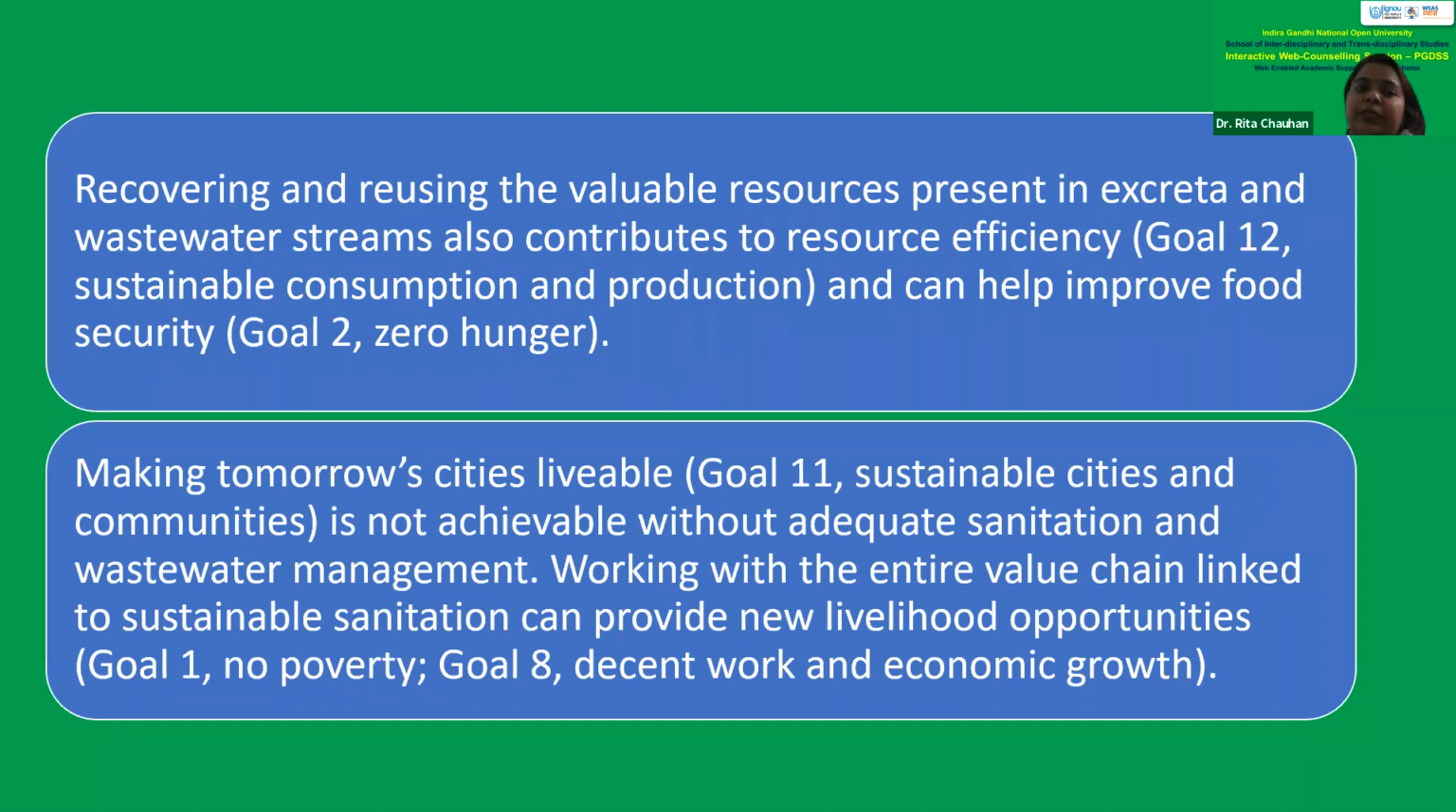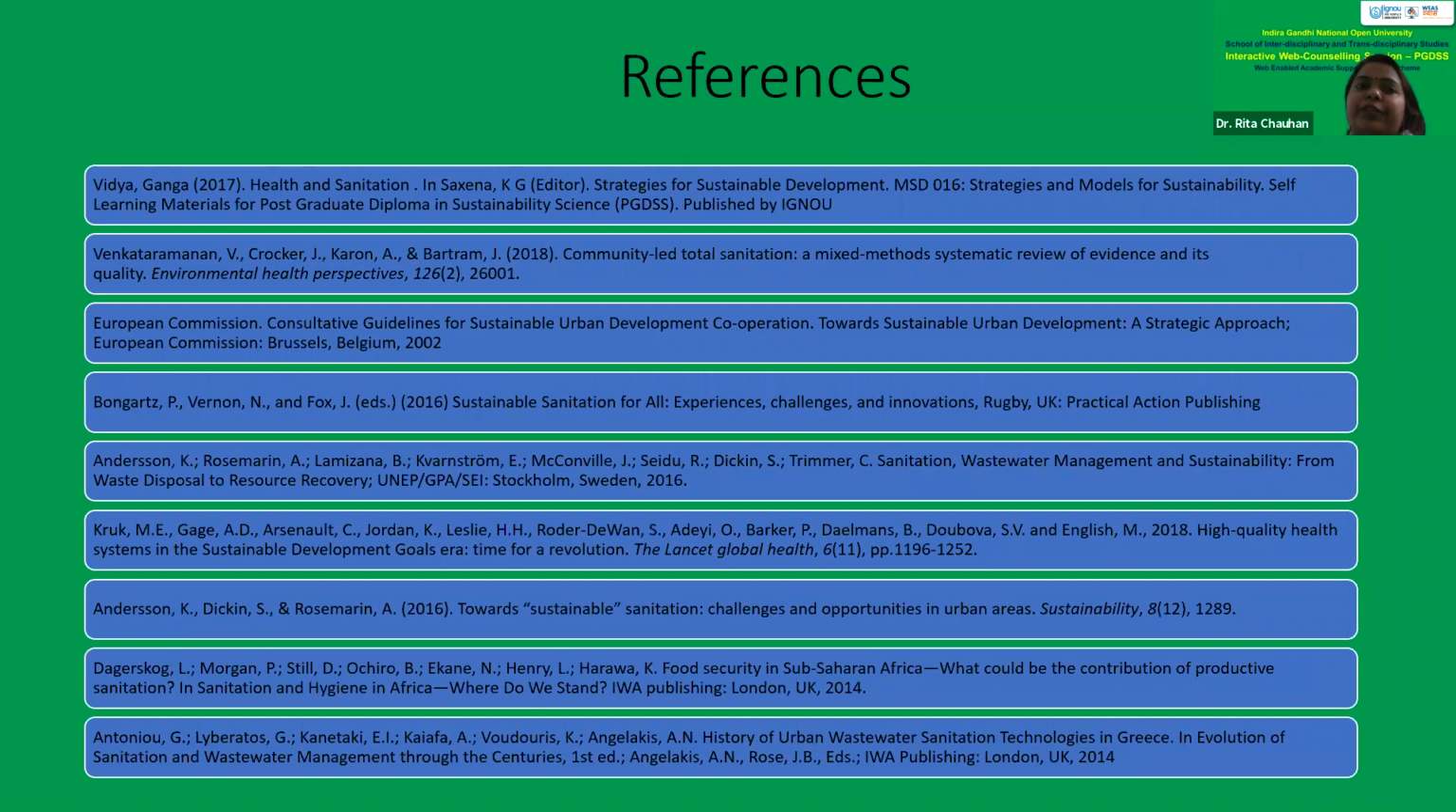Also goal 1, no poverty, and goal 8, which is decent work and economic growth. These goals all have an integrated approach for achieving good health and sustainable sanitation. So these are the few references which have been used in our present presentation.